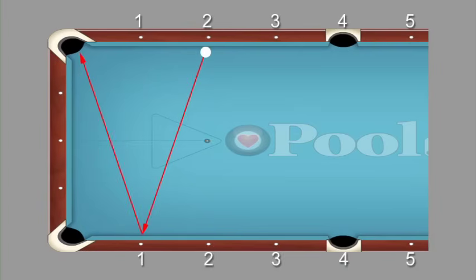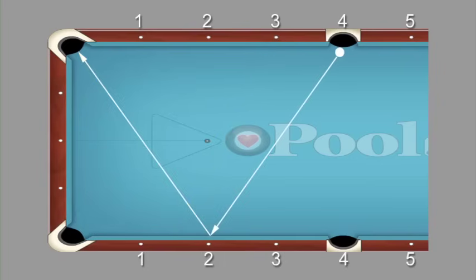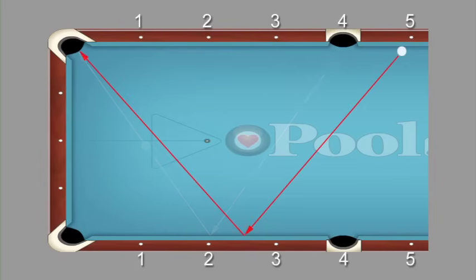Now let's go to the red line coming from diamond 2. Diamond 2 lines up with diamond 1, and that is a track called the 2 to 1 track. And the yellow track is the 3 to 1.5 track. When you get to the side pocket, the white line, 4 connects with 2. These are all connecting diamonds for one rail banks or kicks. And diamond 5 connects with diamond 2.5. Now we're going to get into more detail on these tracks.